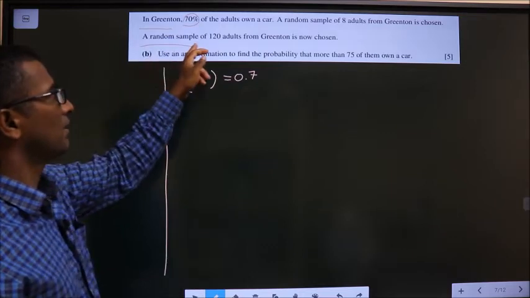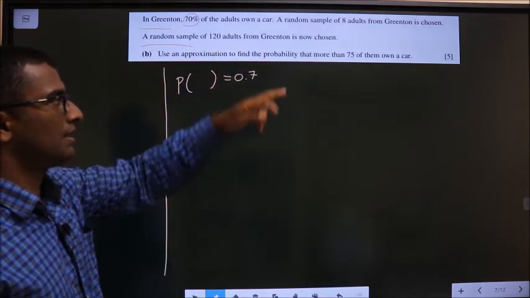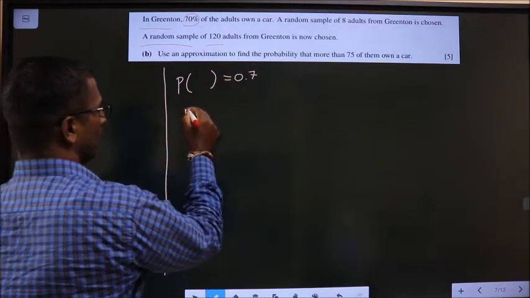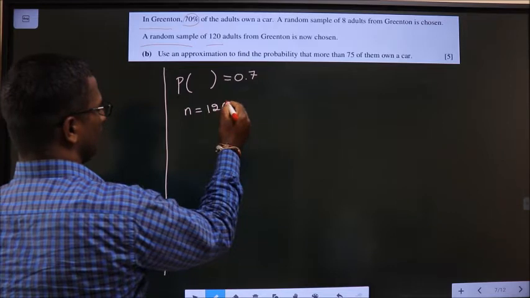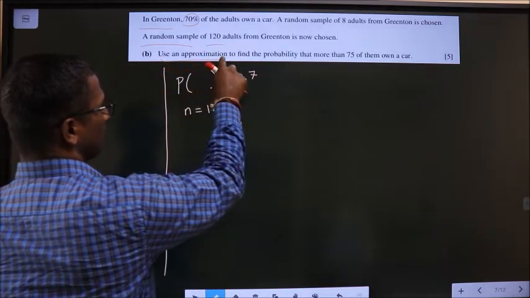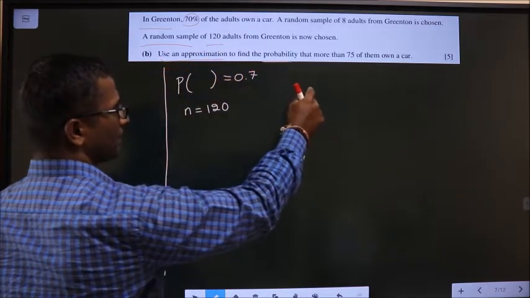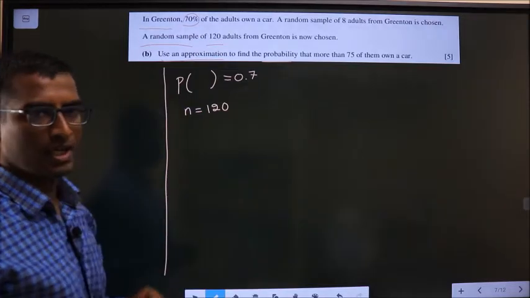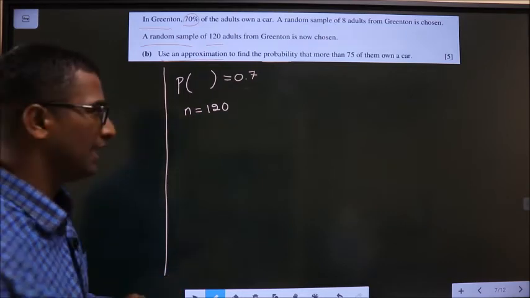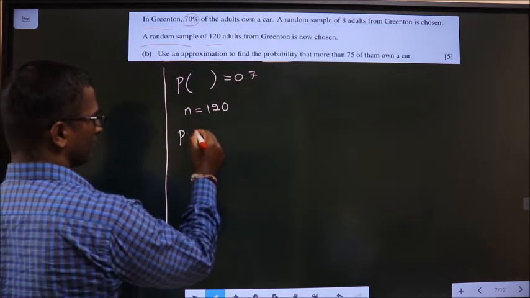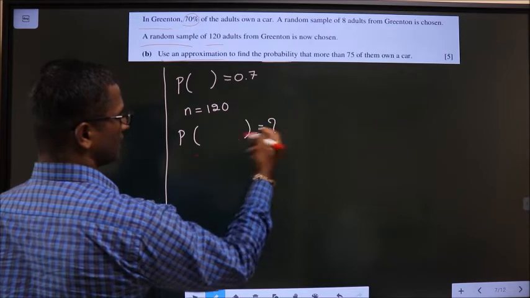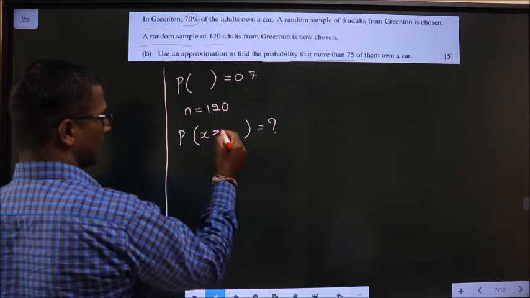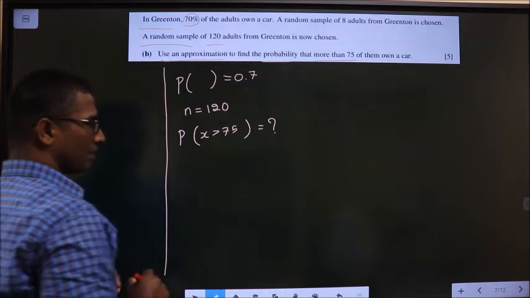A random sample of 120 adults from Greenton is now chosen. So here 120 is nothing but n. Now use an approximation to find the probability that more than 75 of them own a car. So here I have to find the probability of what condition? More than 75. So x greater than 75. Clear?